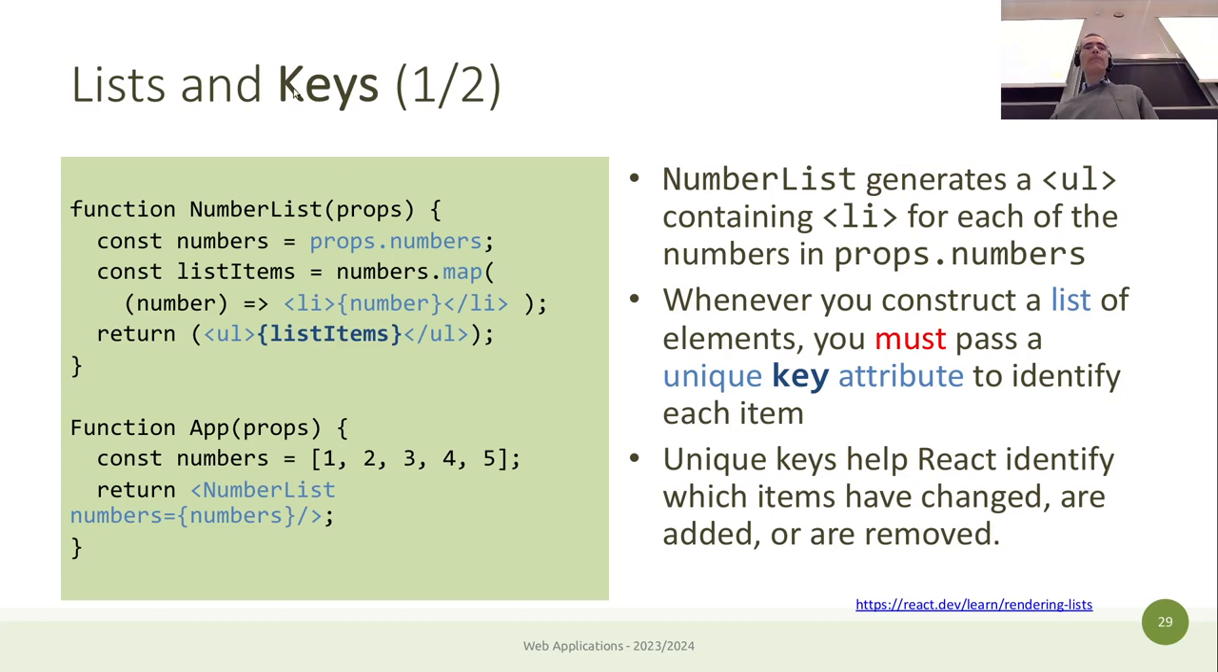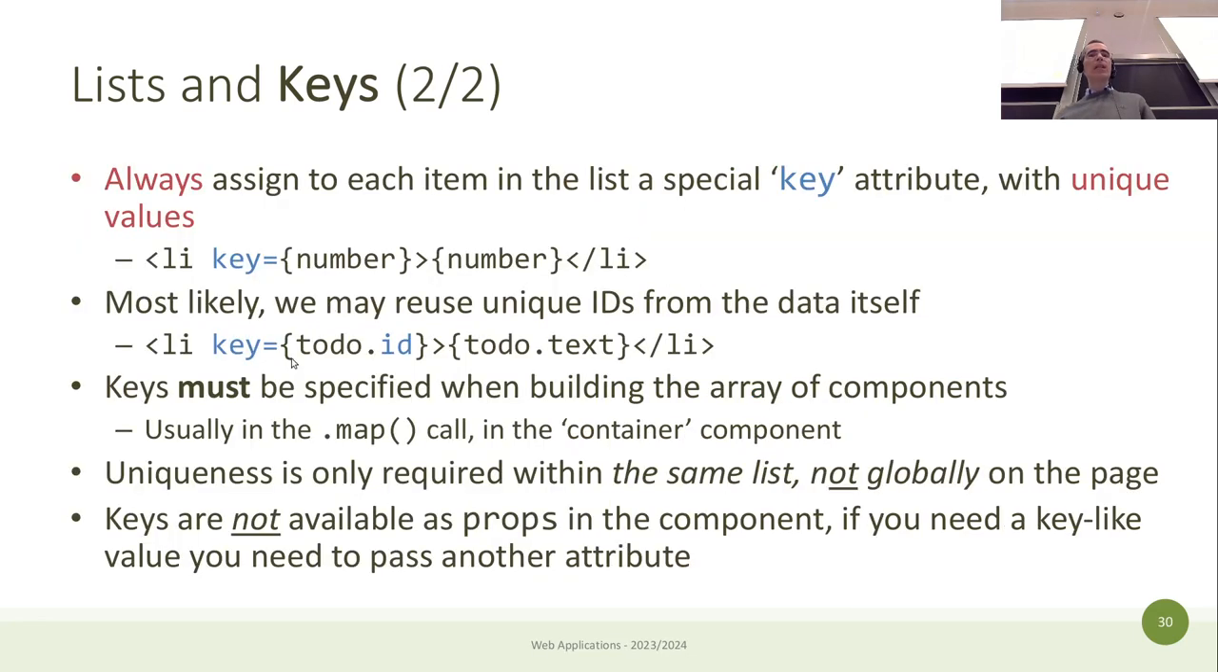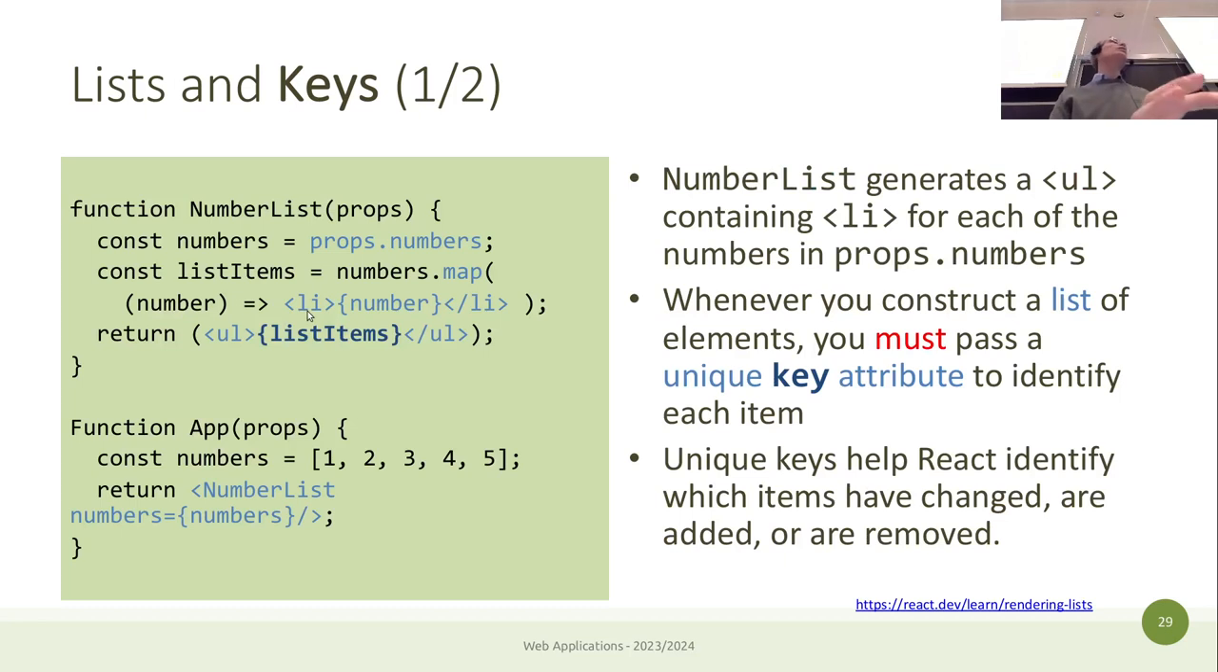This key needs to be unique inside that list, not inside the whole application, but inside that list, okay? So you must pass a unique key attribute to identify each item. So let's see, okay, list items. Here, this has not been done, okay? So this example is wrong, and it means it generates a warning when it's run.